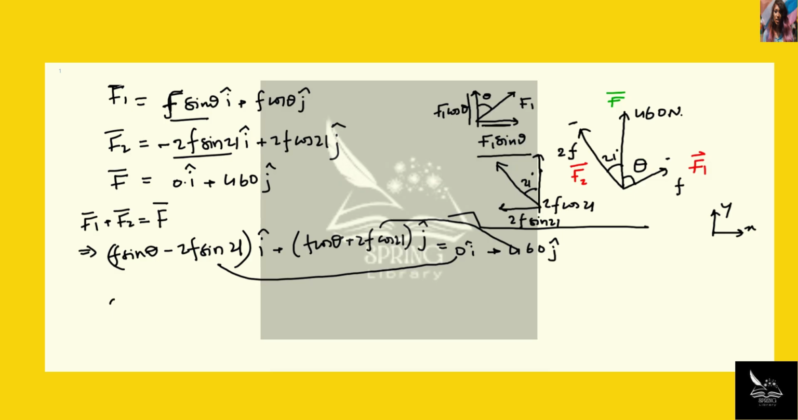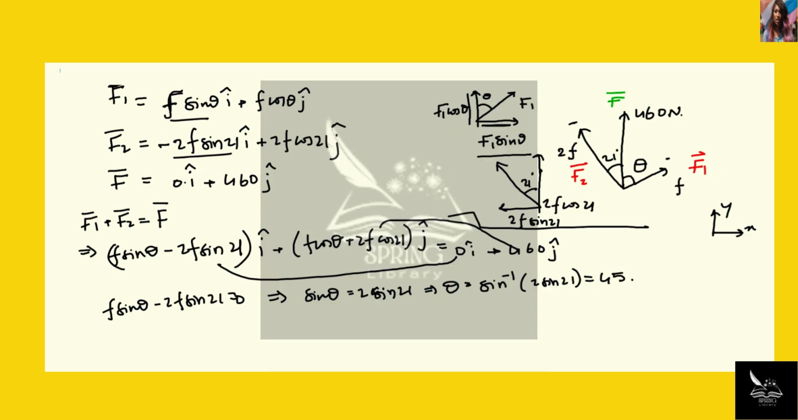Hence, we write f sine theta minus 2f sine 21 is equal to 0, which implies sine theta is 2 sine 21, and we can find theta as sine inverse of 2 sine 21. If we plug this into a calculator, we can see that this is 45.78 degrees.